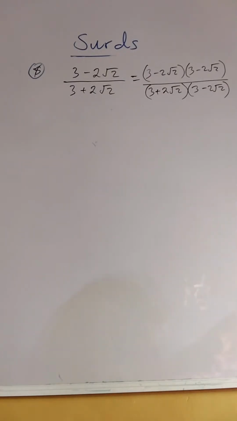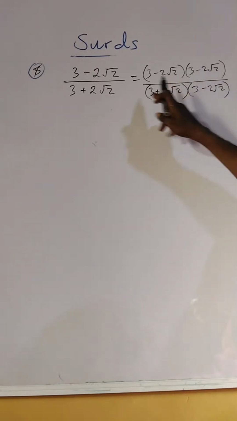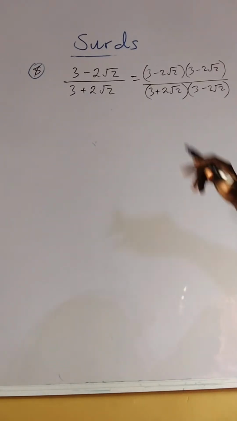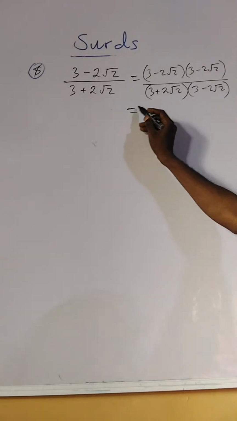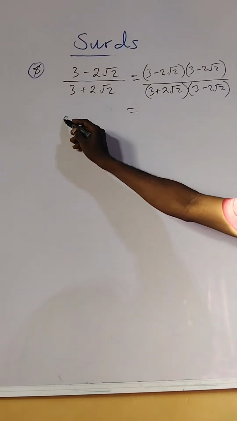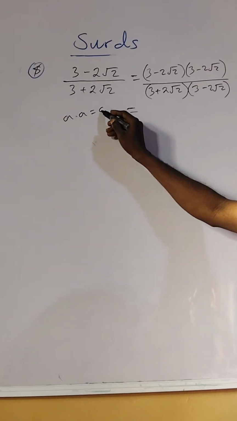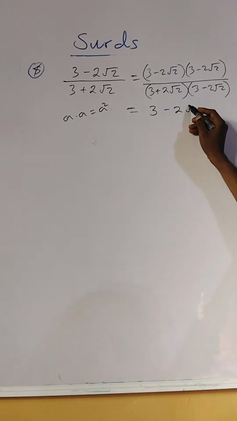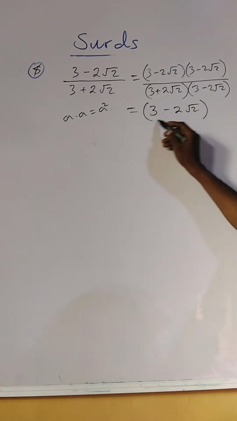Now when you look at it, ideally we use the same thing here. Normally when they cancel each other, we still have the same thing. But in this method, we are not going to cancel like that. Instead, we open the bracket, just like when we have a times a, this is a square. Also, we can say 3 minus 2 root 2 all square.